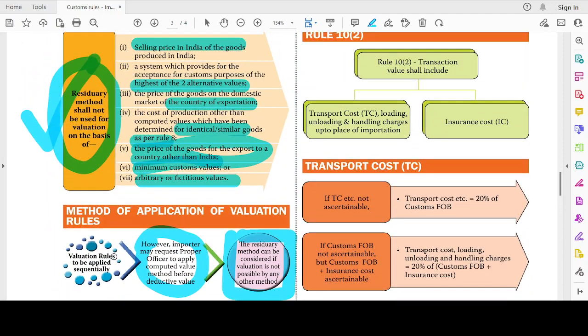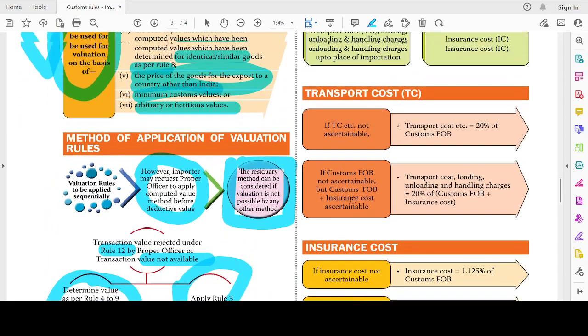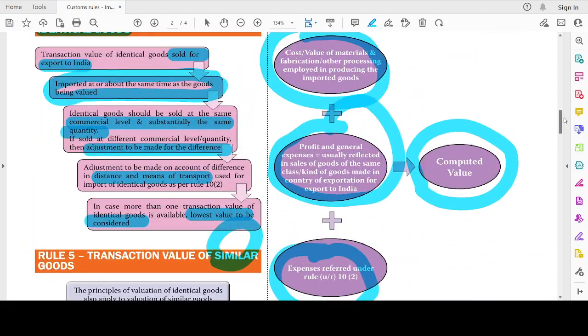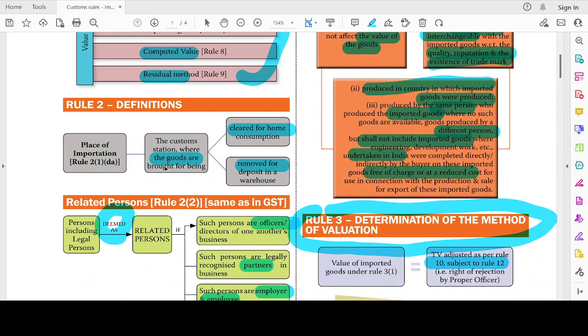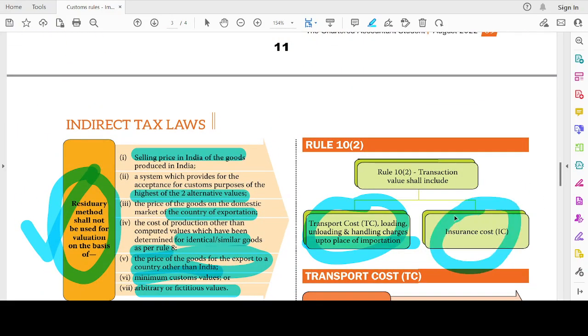Okay. Now, there are certain costs which have to be added, which we have discussed. Right. Now, the transaction value shall include certain things, like transport costs, loading and unloading charges up to the place of importation. Beyond the place of importation is not included. The place of importation we have discussed, right? What is the place of importation? Remembering? Yes, the customs station, where the goods are brought for clearance to home consumption or for deposit in the warehouse. Good. And the insurance cost. These will be included in the transaction value.